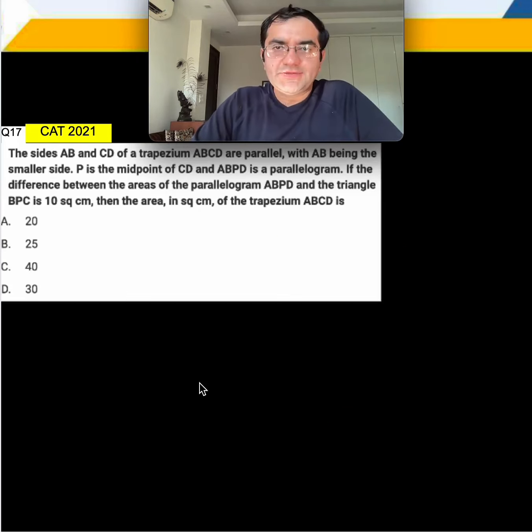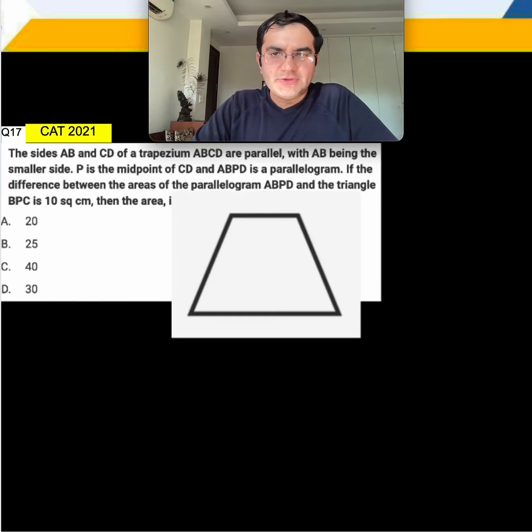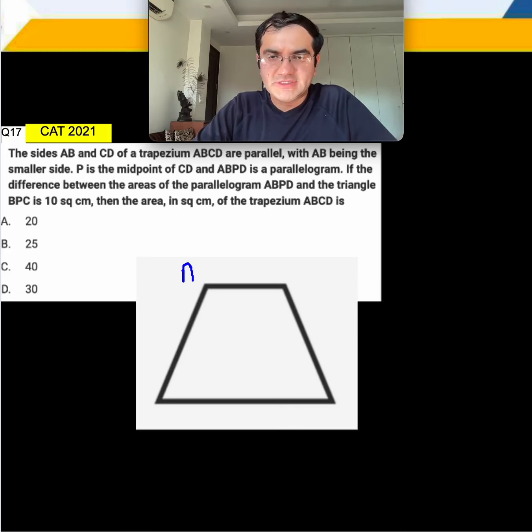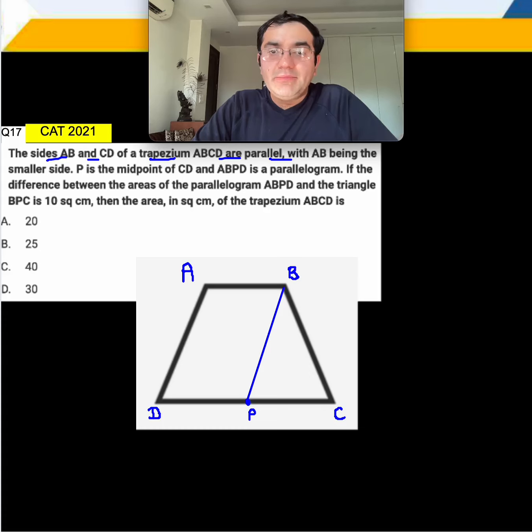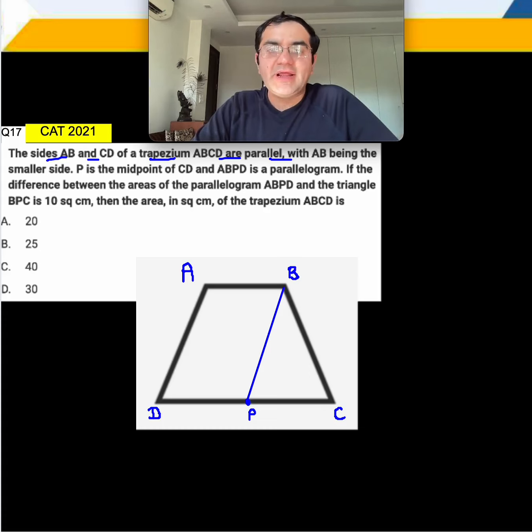Alright, this is from geometry. It involves a trapezium. So let's make a trapezium. Sides AB and CD are parallel. AB is the smaller side, A, B, C, D. P is the midpoint of CD, so we'll make a midpoint. And ABPD is a parallelogram. Parallelogram means opposite sides are equal and parallel. And triangle BPC. So if the difference between areas, so ये दोनों parallel हो गए.